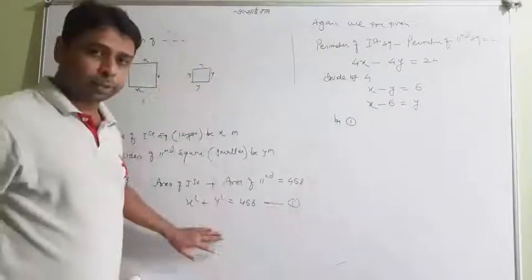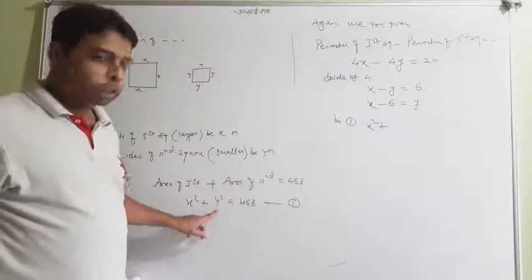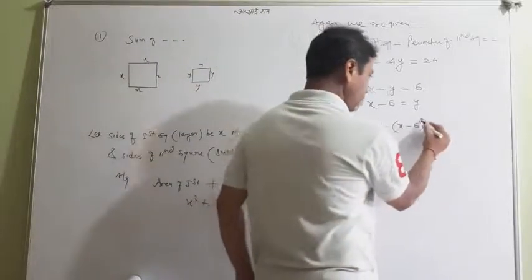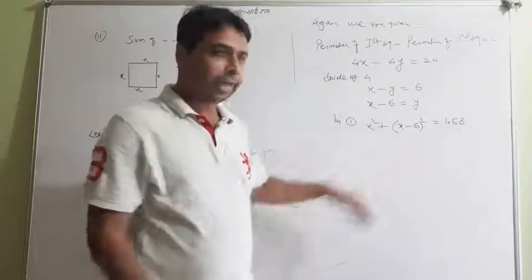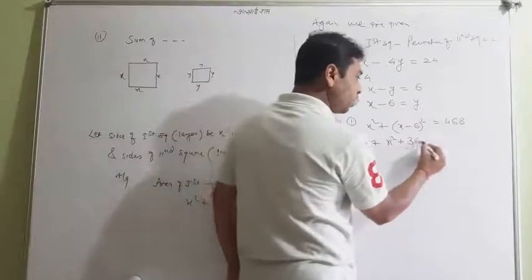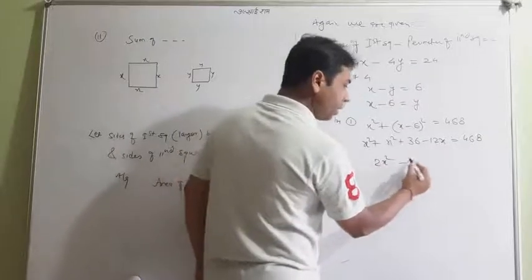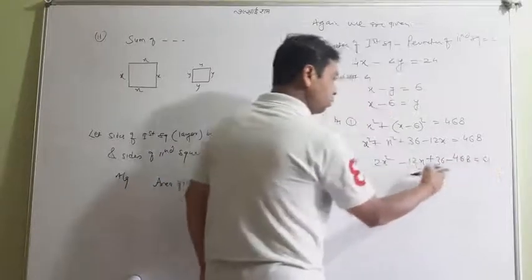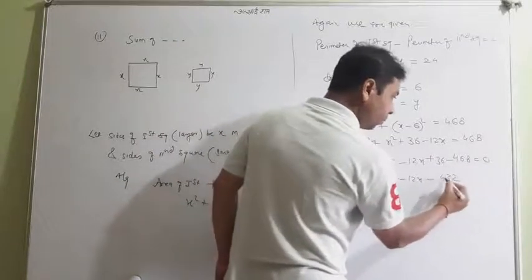Now I'll take the help of this one. So how can we take help of this one? I'll write x square, I have y, and the y value is x minus 6. So I'll put here x square plus (x minus 6) square is equal to 468. Now the equation is changing in x. Open it in the usual way. (a minus b) whole square is a square plus b square minus 2ab, equal to 468. x square and x square gonna be 2x square, minus 12x plus 36 minus 468. Now change them: 2x square, minus 12x, and these two will be minus 432.